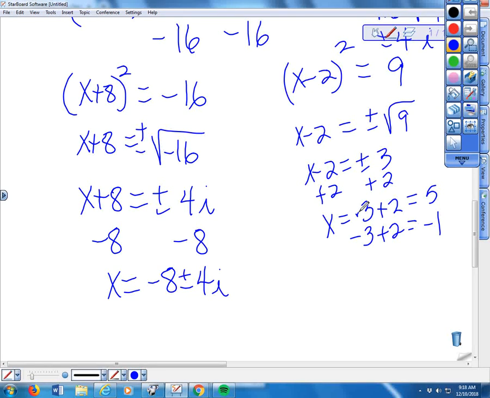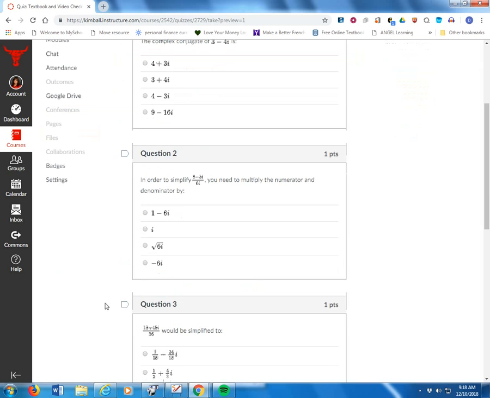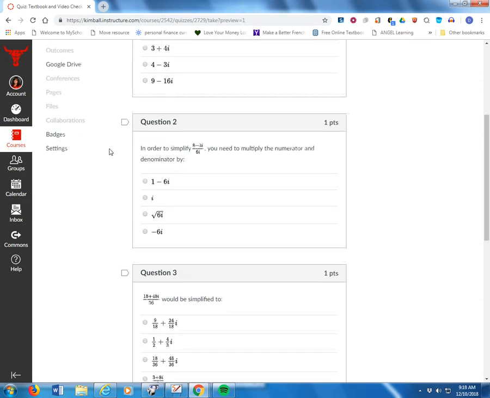Okay, let's go through the textbook check. The complex conjugate of 3 minus 4i is 3 plus 4i. In order to simplify (8 minus 3i) over 6i, what should you multiply the top and bottom by? It should be 6, negative 6... no. (8 minus 3i) over 6i.